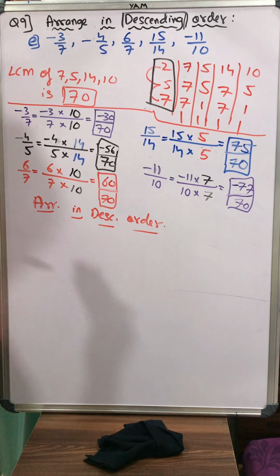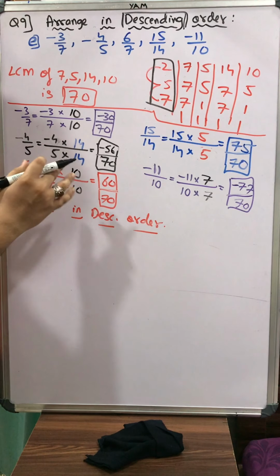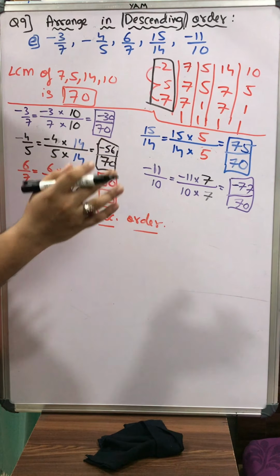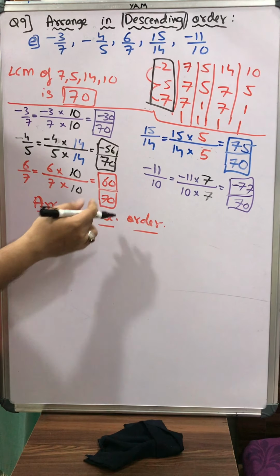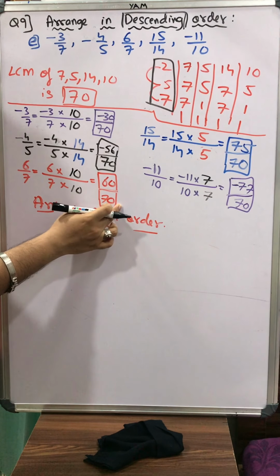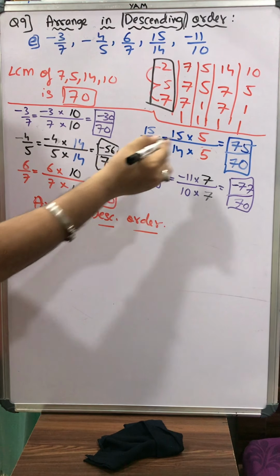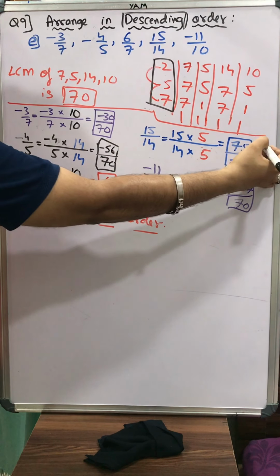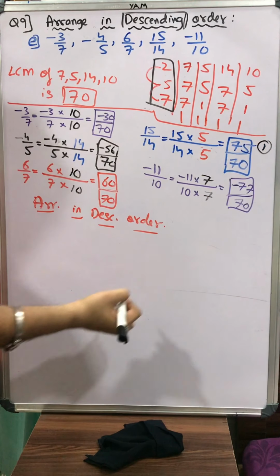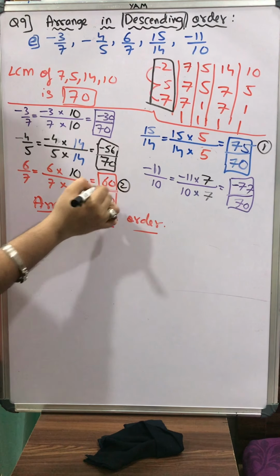Okay, so what will be the highest number over here? Let's give the markings. Negative numbers are always the smallest numbers, so leave the negative numbers. How many are positive numbers? 60 upon 70 is the first positive number and 75 upon 70 is the second positive number. But if I compare the numerators, this is the biggest. So this will be my first number qualifying. Second will be this 60 upon 70.